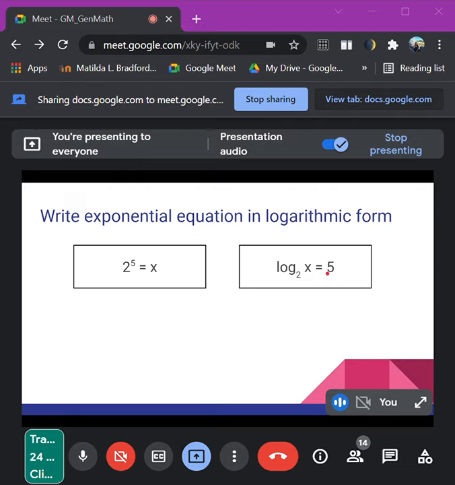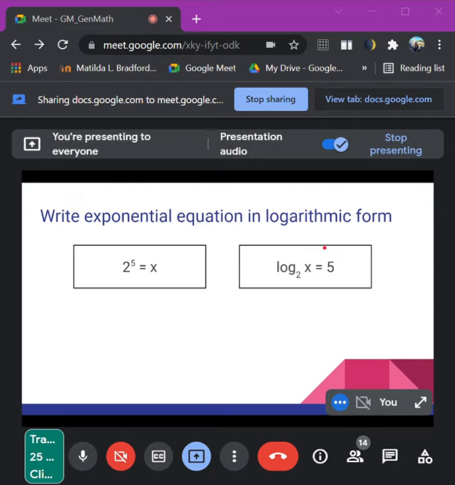Because our logarithm, or logarithmic function, is just the exponent of your exponential form. So that's why the exponent 5 there is equivalent to your log. If we read this from 2 raised to 5 is equal to x, it becomes the logarithm of x base 2 is equal to 5. Okay? The logarithm of x with base 2 is equal to 5, from this exponential equation to this one.